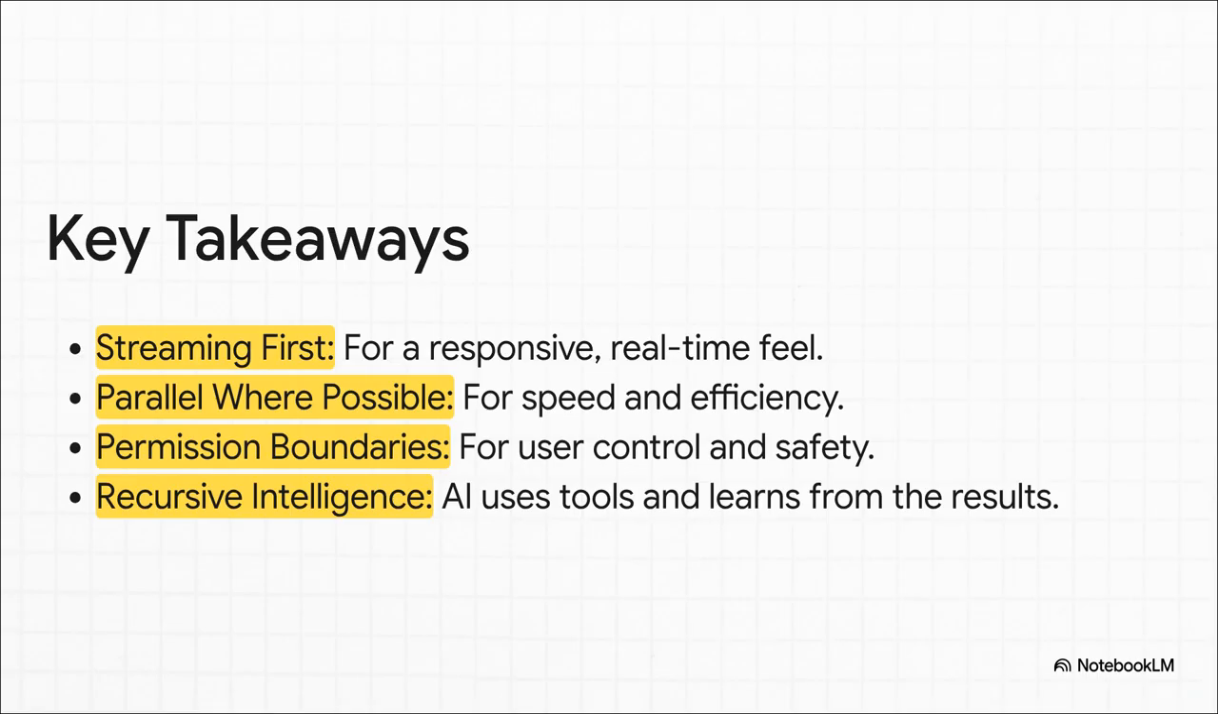And then there's the last one, recursive intelligence. Honestly, this is the real game changer. It's the AI's ability to use a tool, look at the result, and then, based on that new information, decide on a new tool to use. It's this powerful loop of action and learning that makes the whole system so incredibly effective.